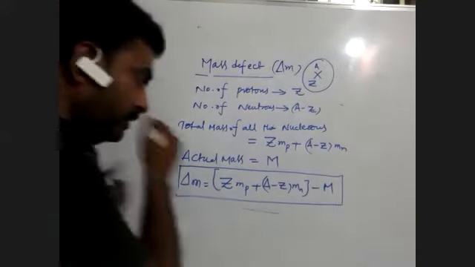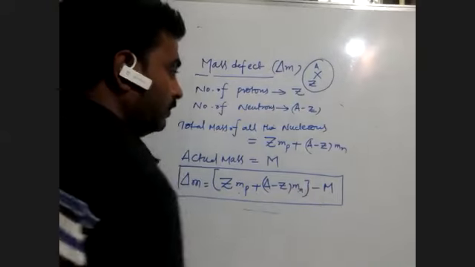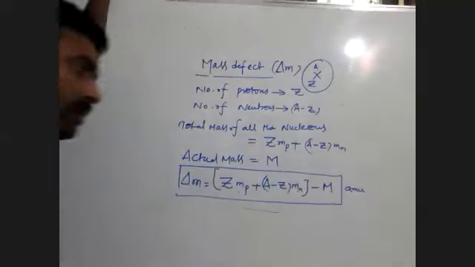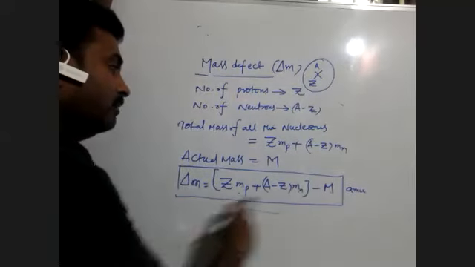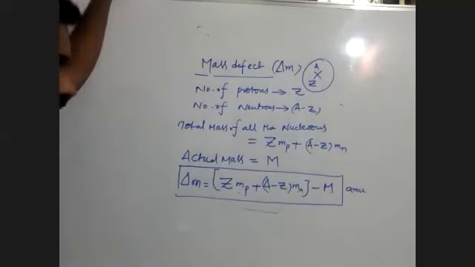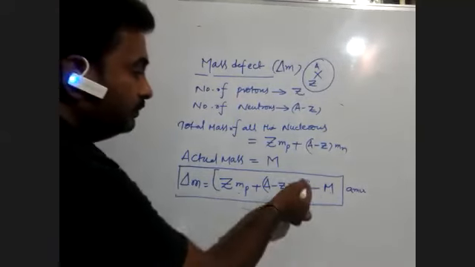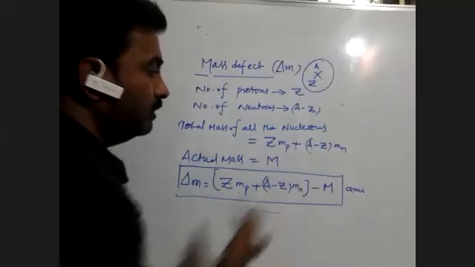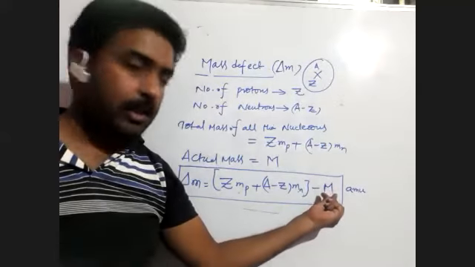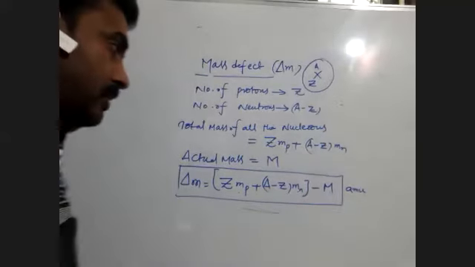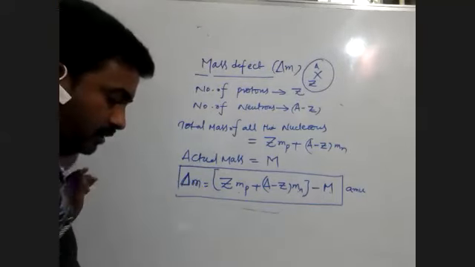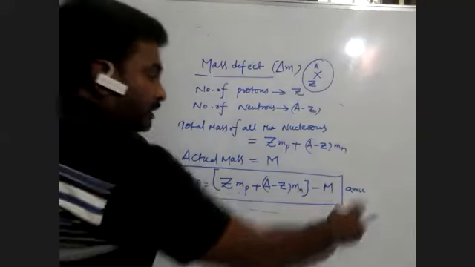If you take mp, mn and M in AMUs, then the mass defect will also be in AMUs. Suppose you have taken grams, then this will also be in grams. So this is mass defect: the difference between total mass of all the nucleons and actual mass of the nucleus is known as mass defect. So mass defect is also a mass. That's why I have written the units of mass.